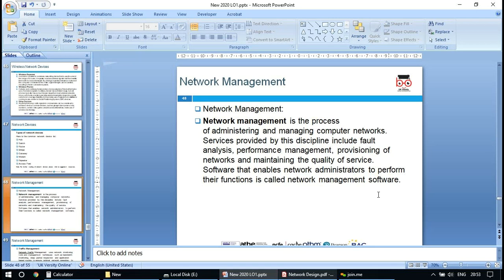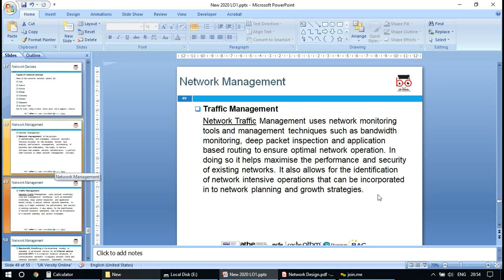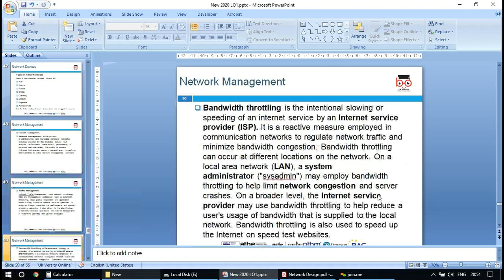You want to know how the network is performing, and you also need to protect the network. For example, the next topic is traffic management. You want to manage the traffic, such as the bandwidth, how much is passing, and you need to monitor it and inspect the packets of data for optimal network operation. So traffic management is one of the network management topics.